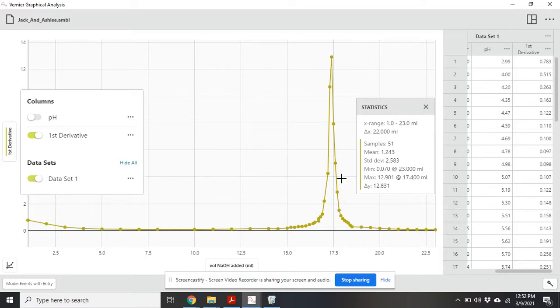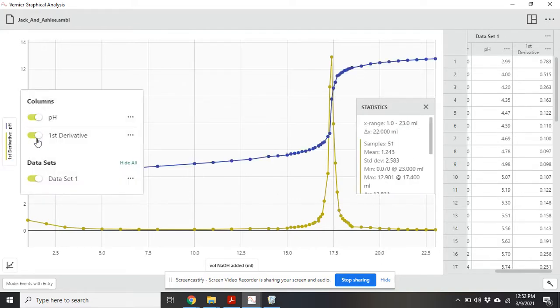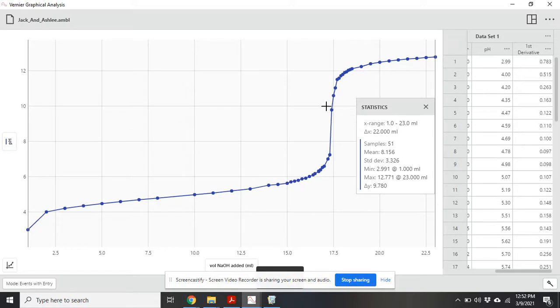So the 17.4 milliliters is the volume I needed to add in order to reach the equivalence point. When we were in class, I didn't have time to show them what this first derivative function is. I'm going to go back to this and get rid of that. We just looked at it and we eyeballed, and I think we came up with 17.4. So it's perfectly okay to just eyeball it.